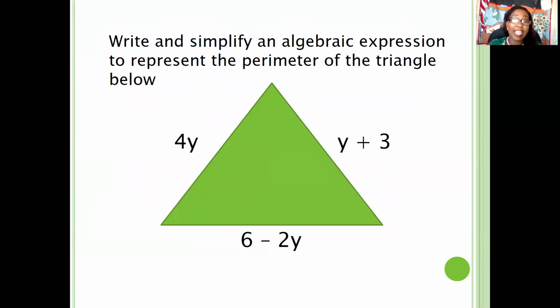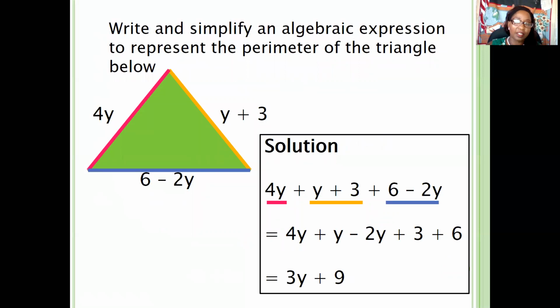All right, here is another question. Write and simplify an algebraic expression to represent the perimeter of the triangle below. So a triangle has 3 sides, and perimeter is the distance around the triangle. We're going to be adding the 3 sides. This is where it gets exciting. Let's do this.